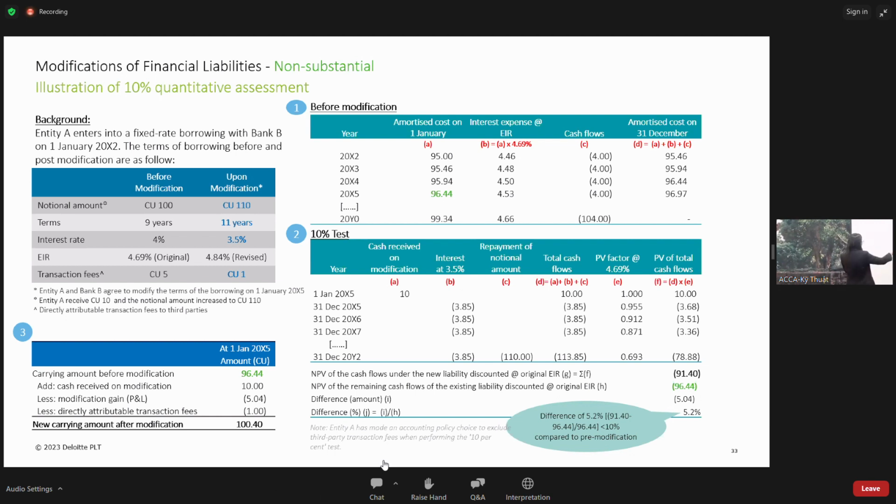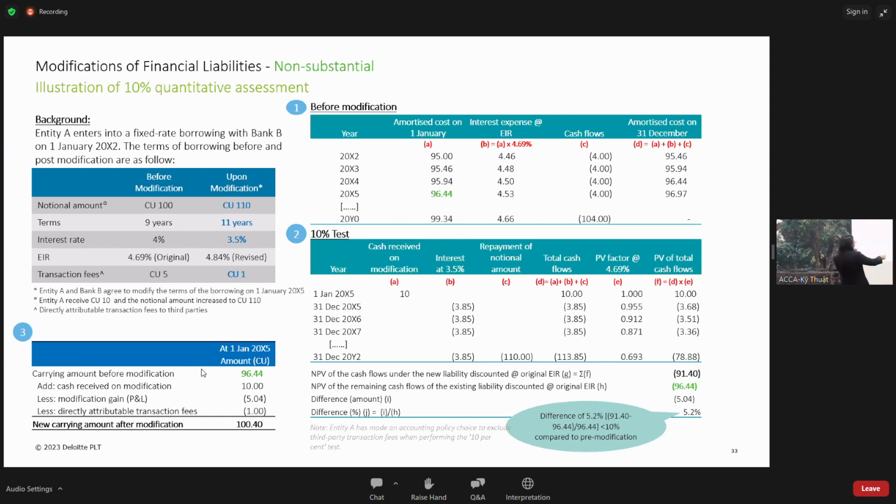So this was my interest. My interest here is based on the original EIR, and I had to pay 4%, right? So 4% of 100 is 4. Then I need to settle the loan by paying the interest for the last year and also the original notional amount. That would have been my 0 at the end. But I modify it. So when I modify it, I need to know if it's substantial or non-substantial.